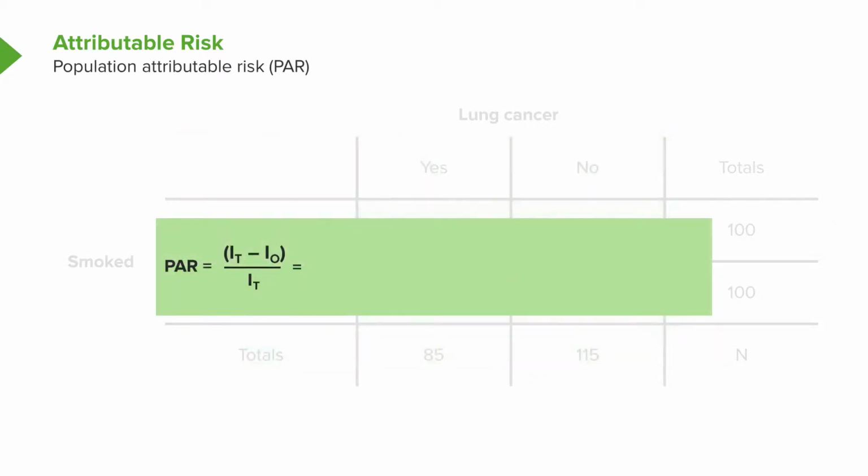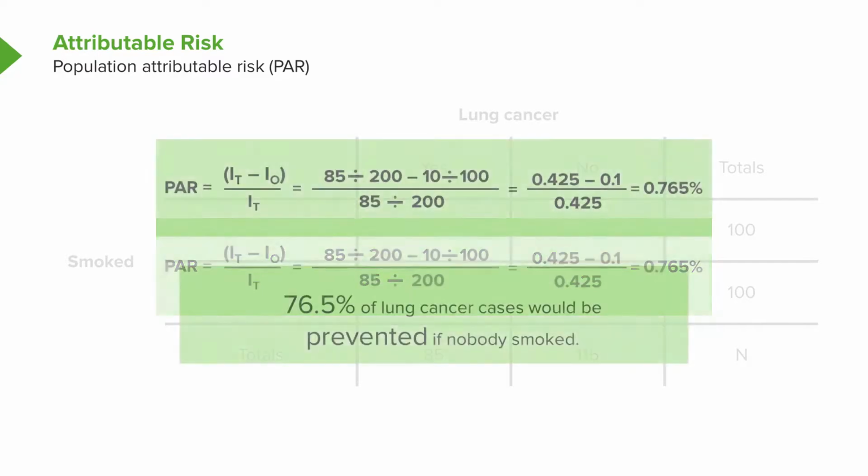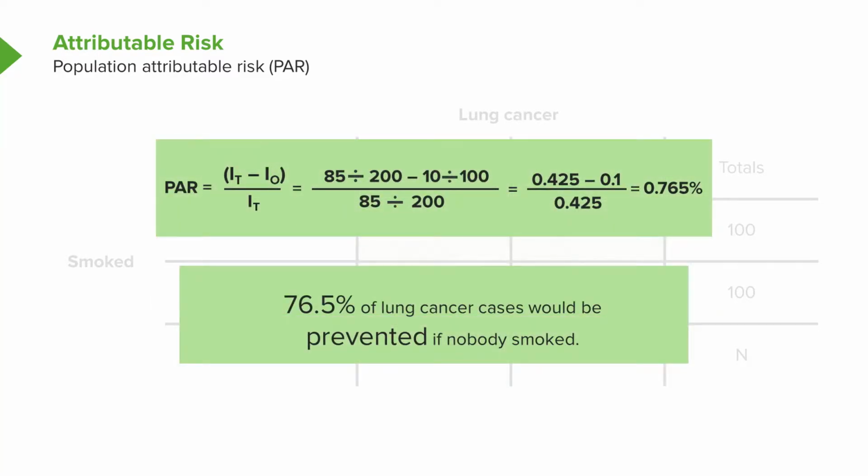Let's compute the PAR now. If we plug in our numbers into our formula, we get a PAR of 0.765, or 76.5%. In other words, 76.5% of lung cancer cases would be prevented in our population sample if nobody smoked. They both purport to offer the same kind of information, but slightly different take on it. So remember to use both of them if you're trying to compute attribution.